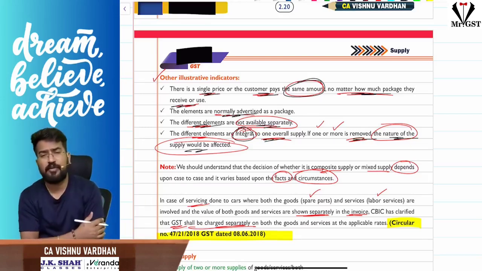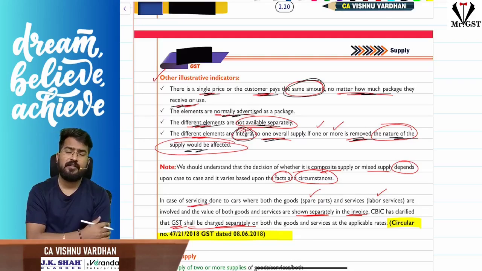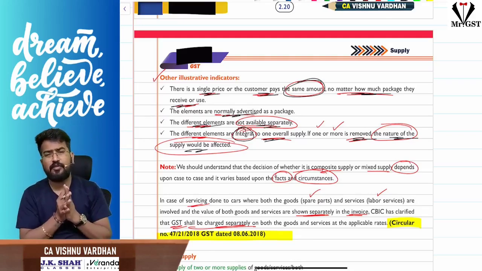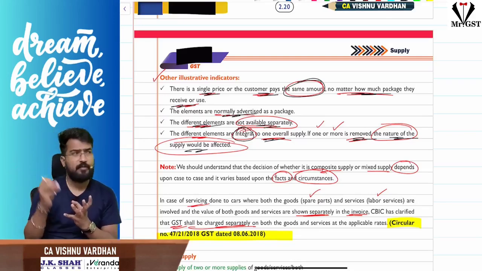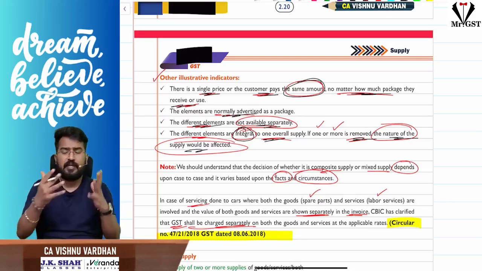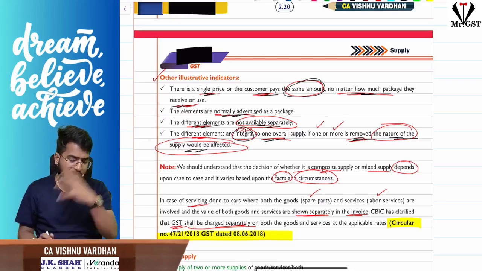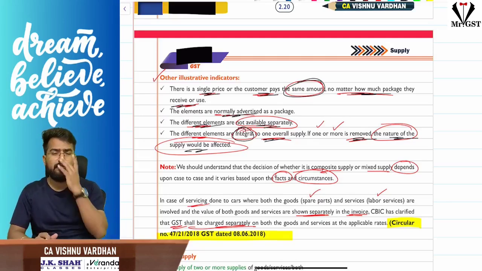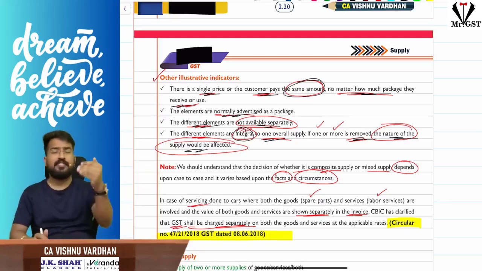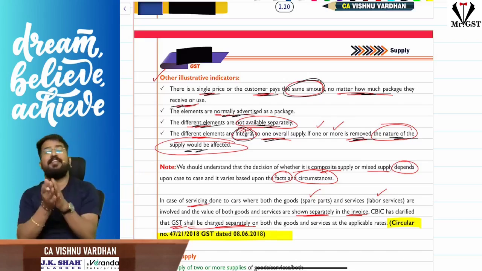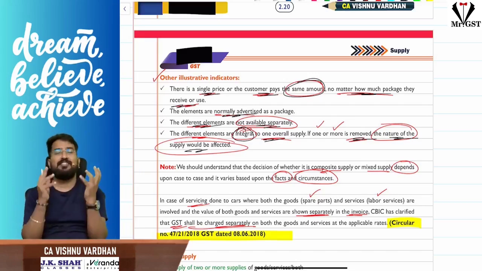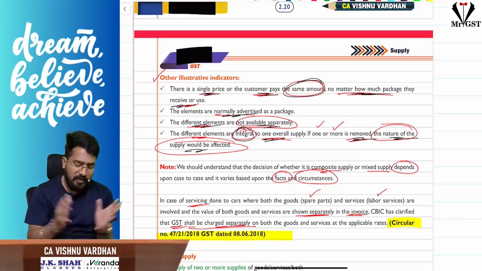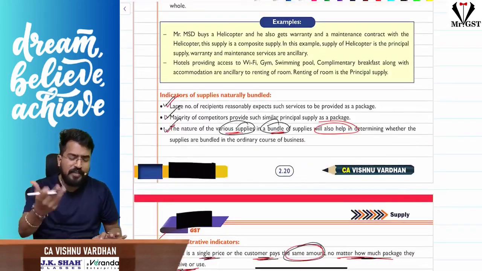For example, now I provide you classes, but I don't give you material. Sir, when the material is removed, the nature of supply is obviously affected. So if you remove one element from the bundle, it may affect the supply, so you should take a cautious call whether they are naturally bundled or not. As we have discussed, if they are naturally bundled, that will be treated as composite supply. Whatever is the predominant supply, you identify that, and the entire transaction will be taxed according to the predominant supply. Sir, what if they are not naturally bundled?